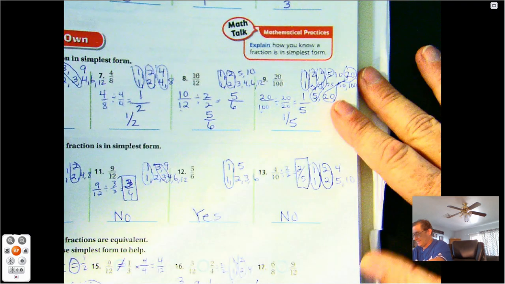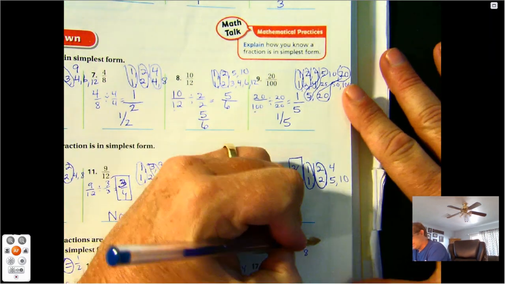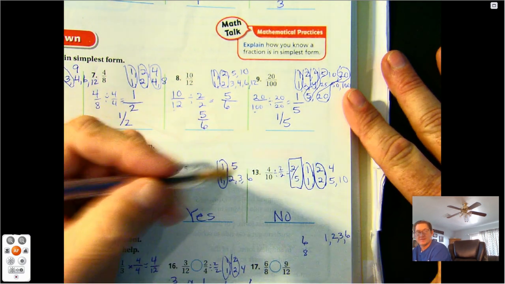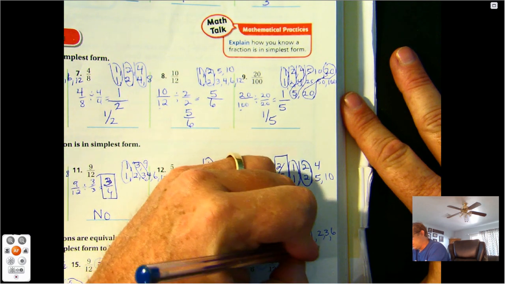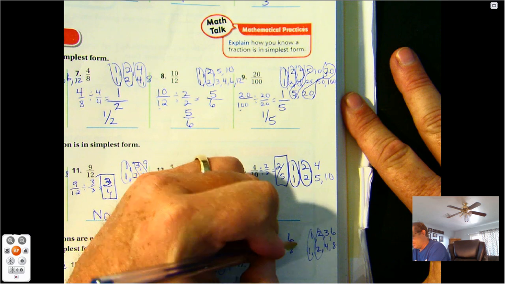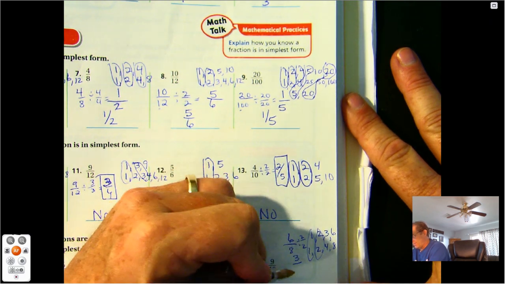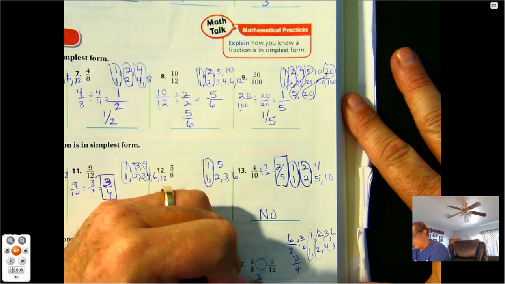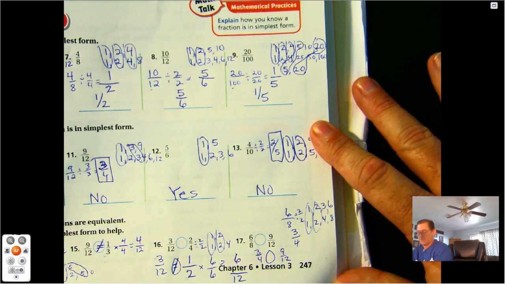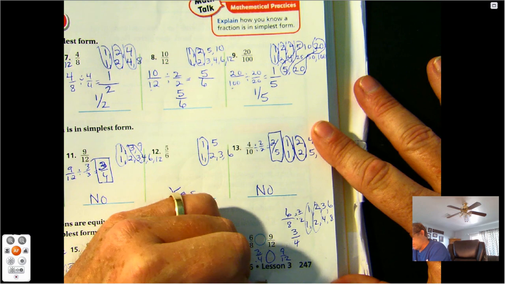Factors of 6 are 1, 2, 3, 6. The factors of 8 are 1, 2, 4, 8. So we want to divide by a factor of 2. 6 divided by 2 is 3. 8 divided by 2 is 4. So 3/4 compared to 9/12. Can I multiply 4 by something to get 12? Yes, 4 times 3 is 12. 3 times 3 is 9. So yes, those two are equal.